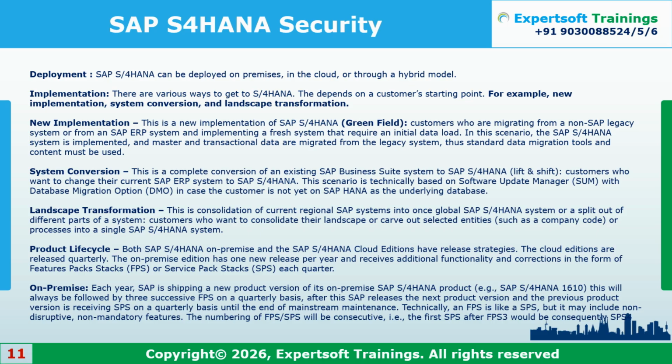They will get the SAP S4HANA system. Regional-wise, we can convert it. That's the landscape transformation. So by using these three, we can get the S4HANA system. There are various ways to get S4HANA, depending on the customer's starting point: new implementation, system conversion, and landscape transformation.